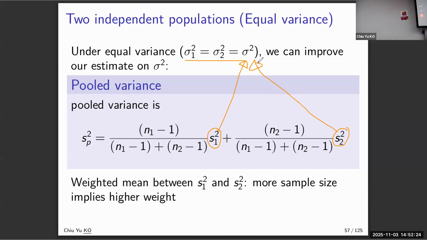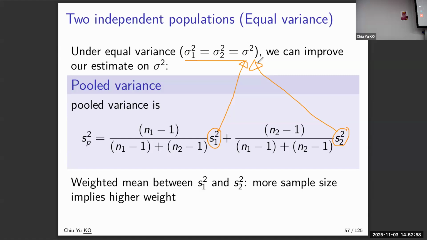Because any 2 numbers or 3 numbers can be used to estimate variance. But the one with the lowest variance is the better, more efficient one. So that's why we come up with a better way to combine. And of course, you want to put a higher weight on the sample that has the larger sample size, right? So that's why it is a weighted average.